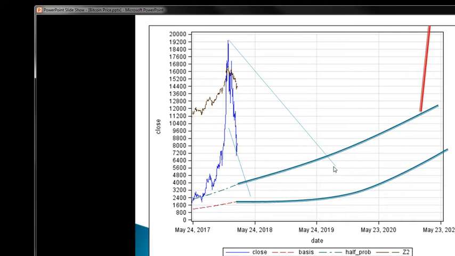Like I said in my previous video, it has a very small possibility to entirely crash to ground zero. So it will maintain somewhere around here, around 2,000, 1,600, somewhere around this level.